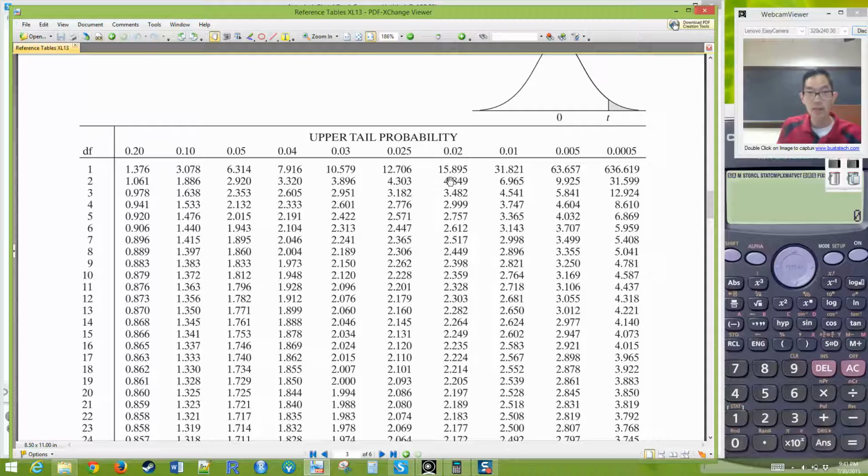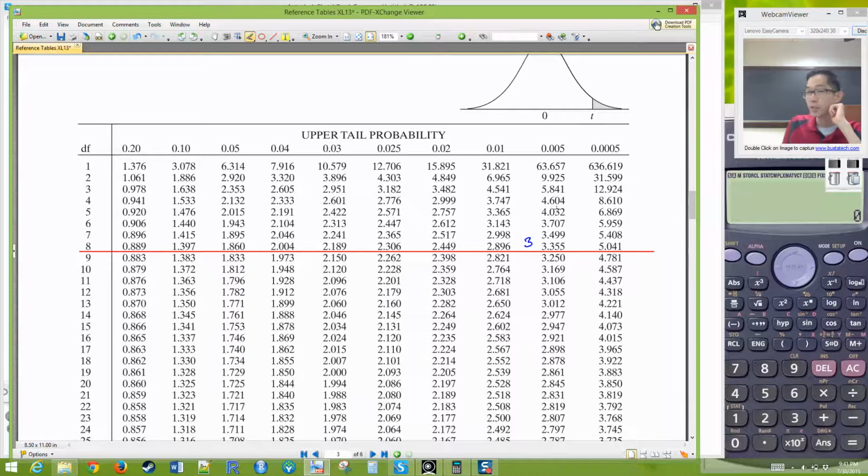Let's see. I'm going to draw a straight line here. Okay, so I've got 8 degrees of freedom, right? So I'm going in this row, and I see that 3 fits in between 2.896 and 3.355. So 3 fits in between there and there. My test statistic is 3.